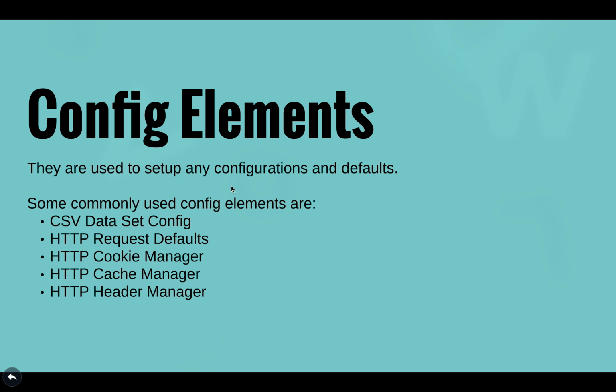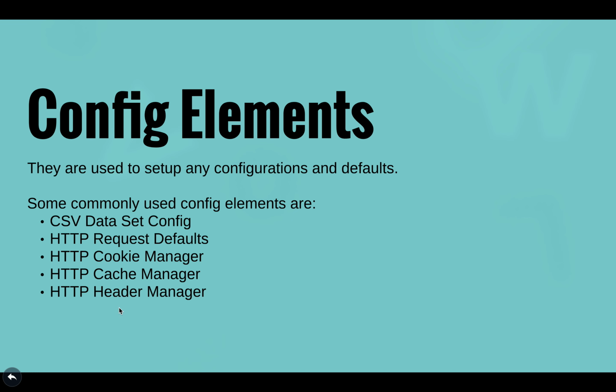Suppose you also want to configure the different user accounts to use for your load test. Config elements like CSV dataset config specifically provide that functionality. So config elements provide the setup for the configuration and the defaults for your load test. Some of the commonly used config elements are the CSV dataset config, the HTTP request defaults, the HTTP cookie manager, cache manager, and the HTTP header manager.